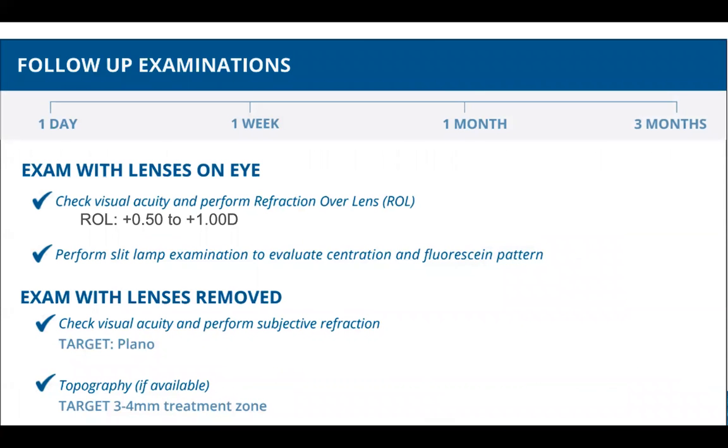So what does a follow-up examination look like? After we dispense the lenses, on day 1, when she returns, we want to see the lenses on eye, and we want to check the visual acuity and perform a refraction over the lens. What do we want our refraction over the lens to be? +0.50 to +1.00. Once again, we want to perform a slit lamp examination and evaluate the centration and fluorescein pattern.